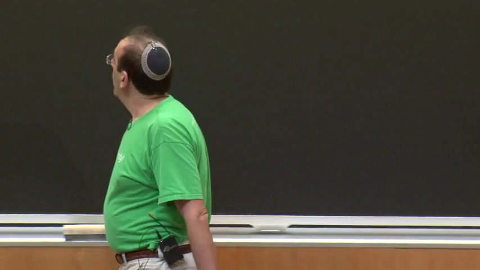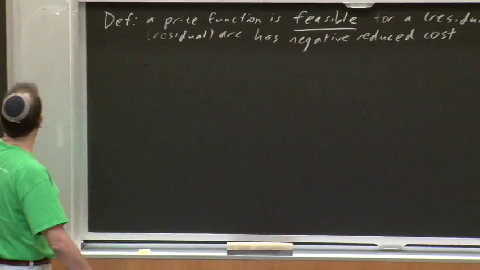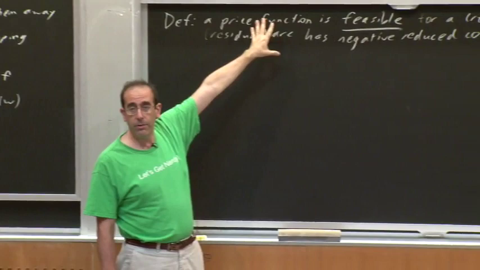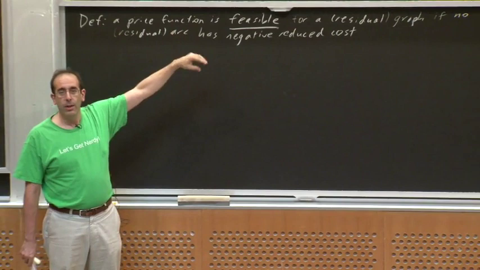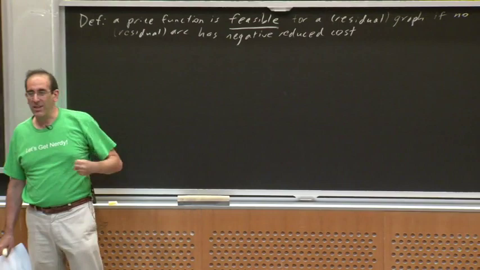And this definition that we've arrived at is useful both for min cost flow, which I talked about here, and for min cost circulation, which also has a residual graph. We can also talk about a feasible price function for a residual graph. There's no real source of widgets or sink of widgets. There's just a market for widgets everywhere, and you can buy them and ship them around in a circle if that's going to make you money.